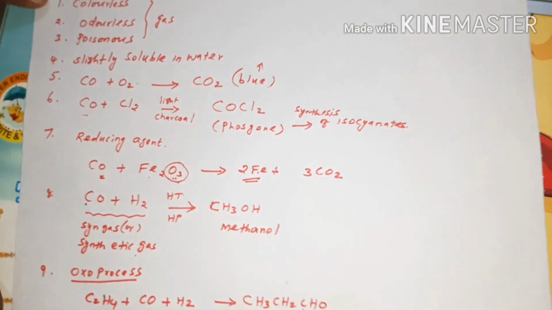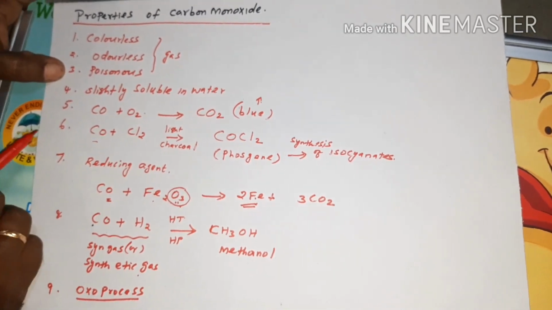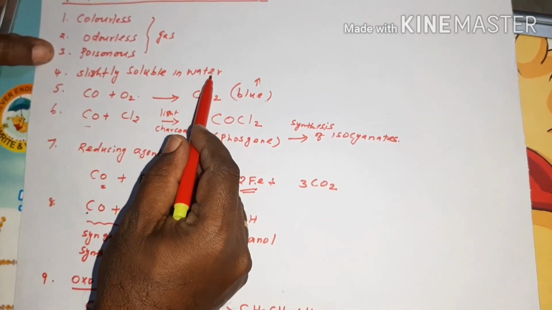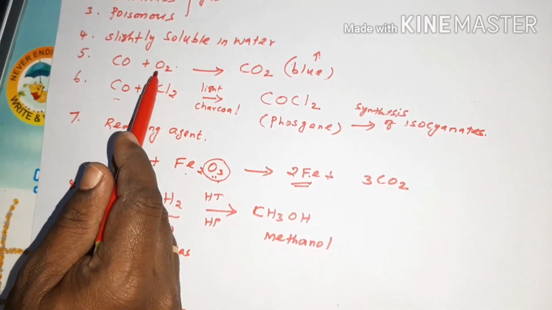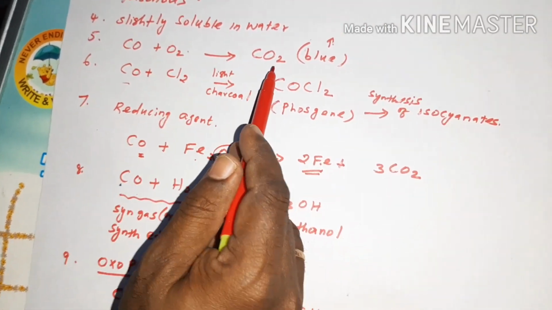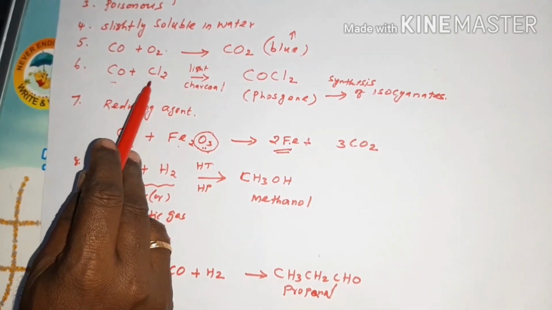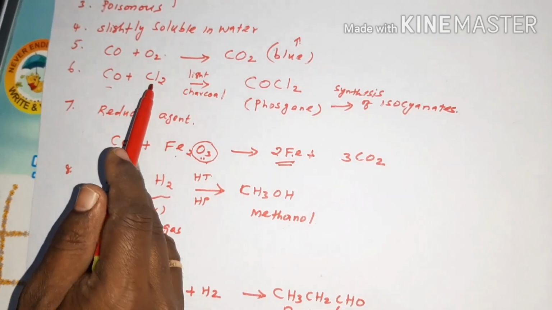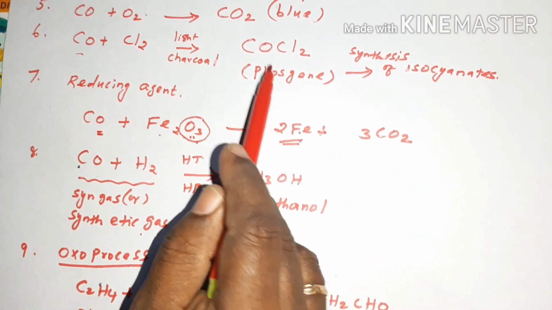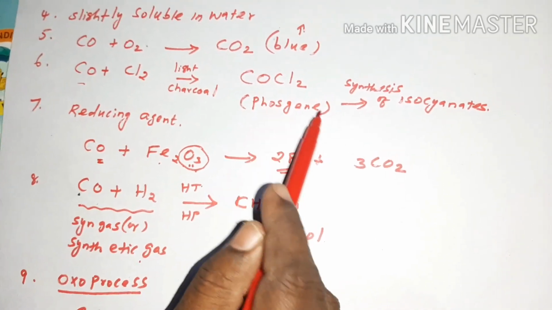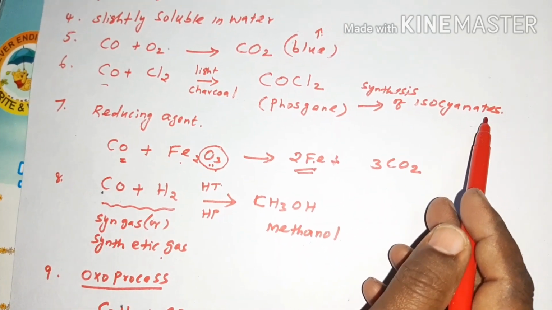See, carbon monoxide is a colorless, odorless, poisonous gas. Then it is slightly soluble in water. Then carbon monoxide burns with oxygen, producing carbon dioxide with a blue flame. Then carbon monoxide and chlorine combining together in the presence of light or charcoal, we are getting phosgene or carbonyl chloride. This phosgene is used in the manufacturing of isocyanates.